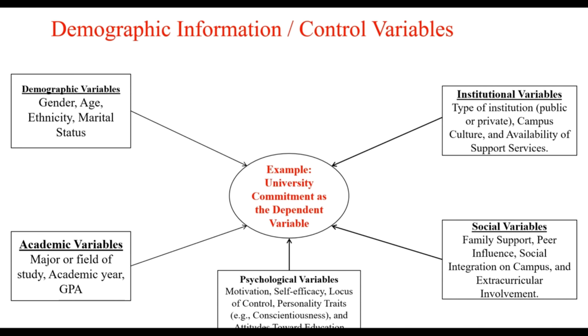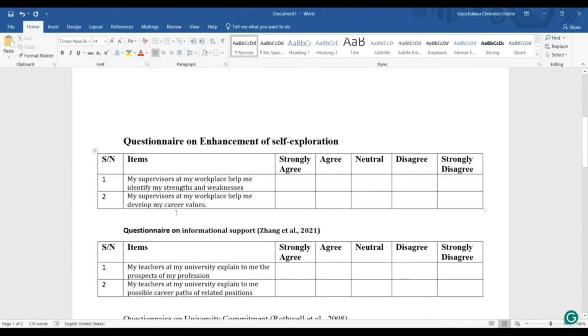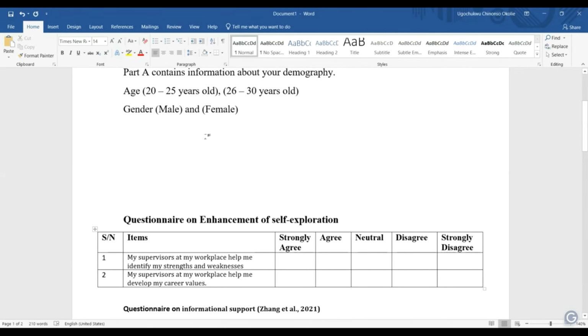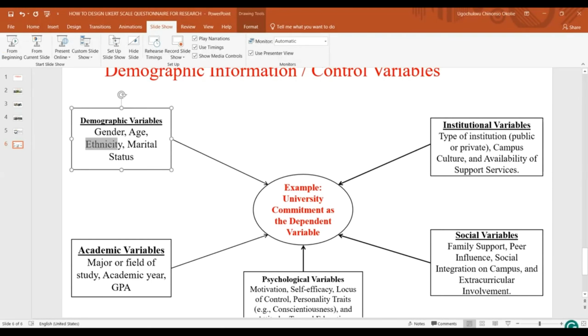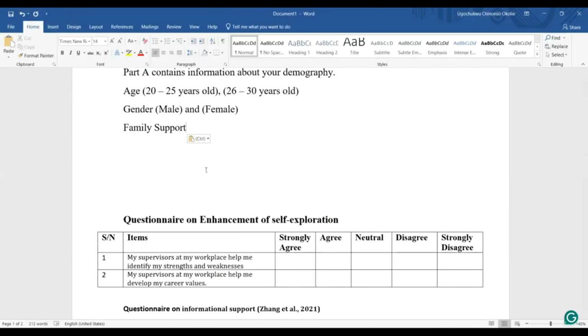Now again, the measurement scale to measure the control variables, you do not design them in form of a Likert questionnaire like this. So control variables are mostly asked with yes or no. Okay, like you have gender, male and female. For example, let me pick family support. I can use this to form one of the preliminary questions. I can say, how often do you perceive support from your family? Or how often do you perceive family support?